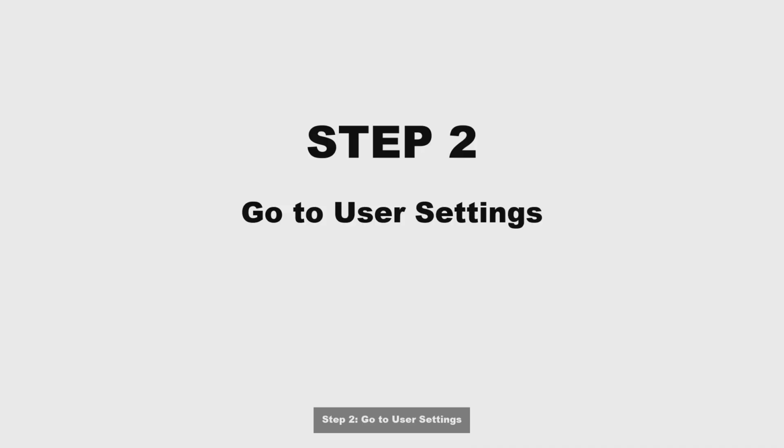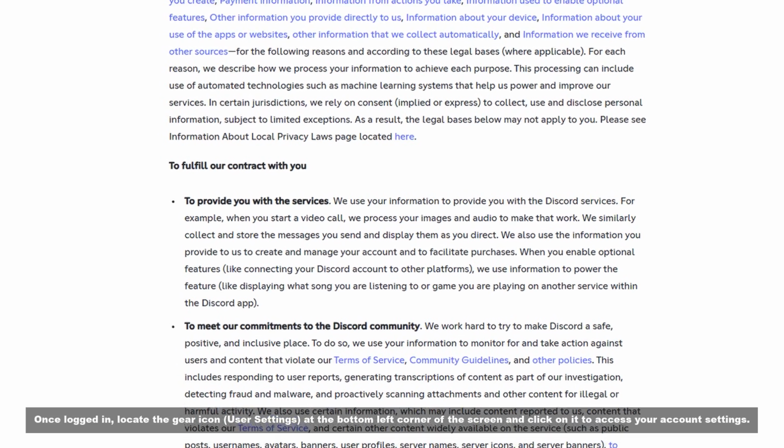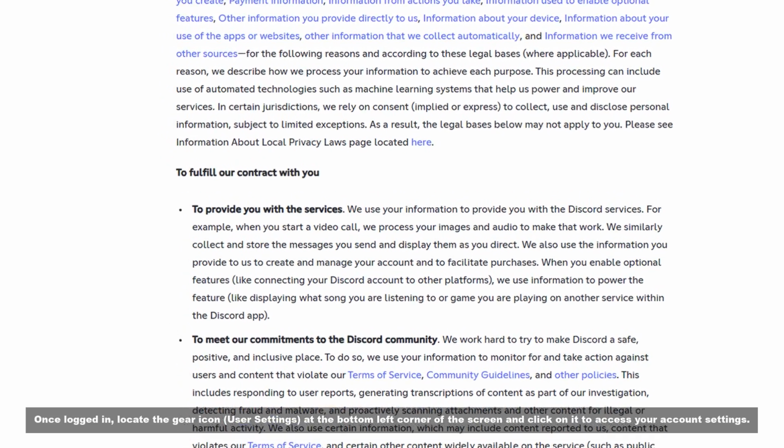Step 2. Go to User Settings. Once logged in, locate the gear icon, User Settings, at the bottom left corner of the screen and click on it to access your account settings.